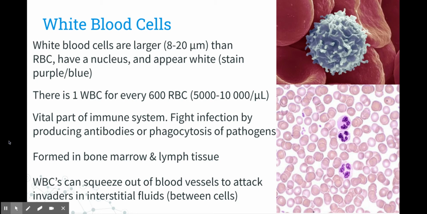And white blood cells are not limited to the blood vessels. They actually can squeeze out through the membranes and attack invaders in the space between the cells around the blood vessels as needed. If you've ever had an injury or a cut and you've seen pus, that white material is actually white blood cells that have moved out to attack foreign bodies or pathogens in the space around your injury.